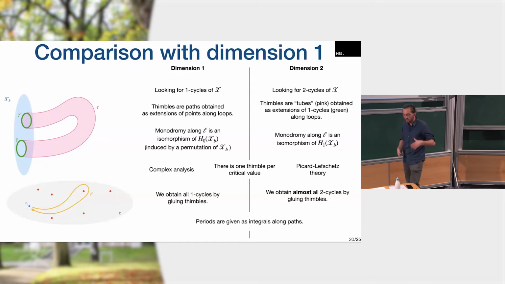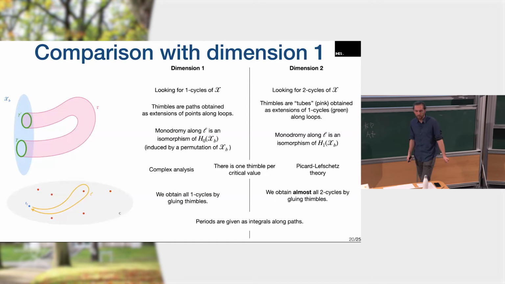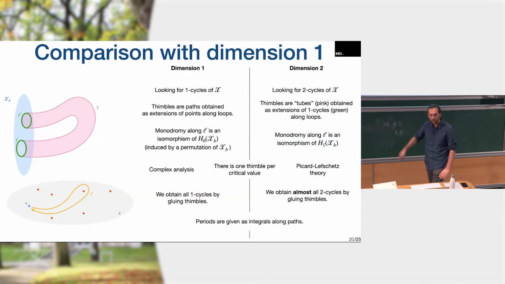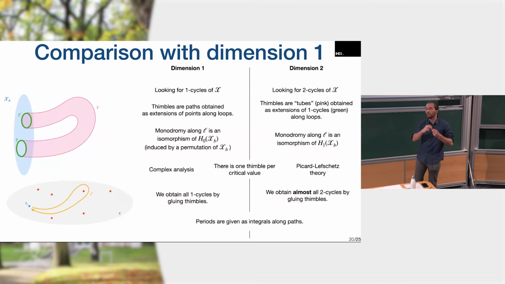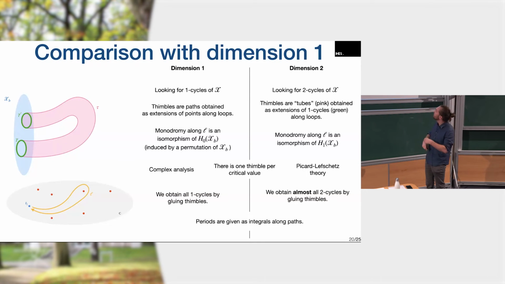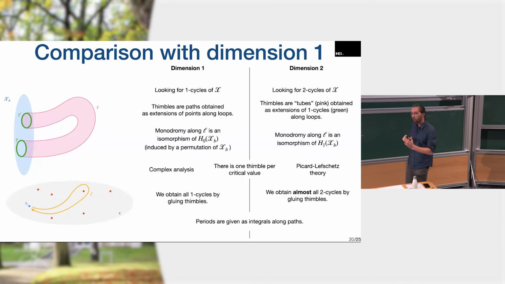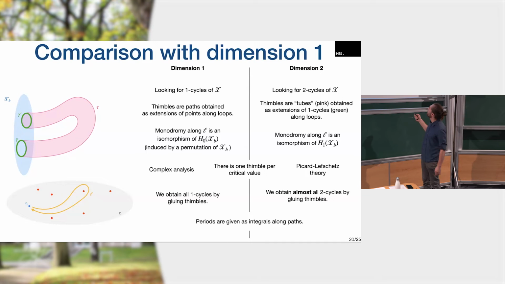OK, so now let me draw some comparison with dimension 1 to see what sticks and what's different. In dimension 1, we were looking for one cycles. Now we're looking for two cycles. Thimbles were obtained as extending some points along a path in the projective line. And now we also have a notion of thimble, which is the extension of a one cycle along a path, along a simple loop around one critical value.